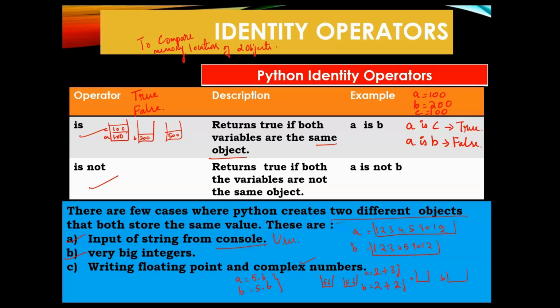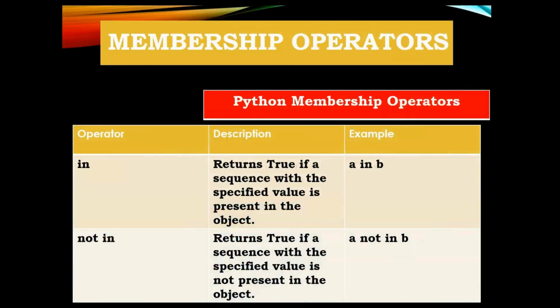So according to the input given by the user, it will behave accordingly. Hope you understand Python identity operators. Let us move on to the next type of operators, called membership operators in Python. Membership operators also return the result as either true or false. They are in and not in. We have two membership operators, in and not in.